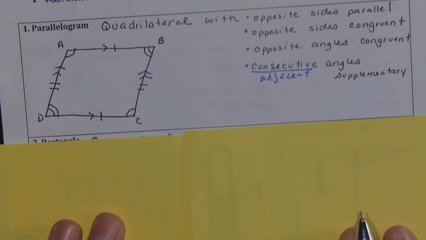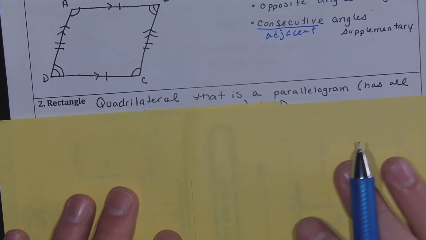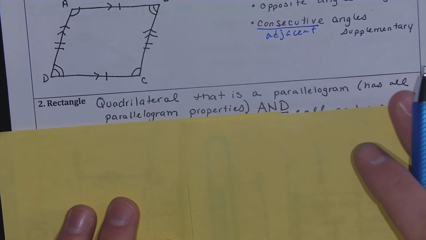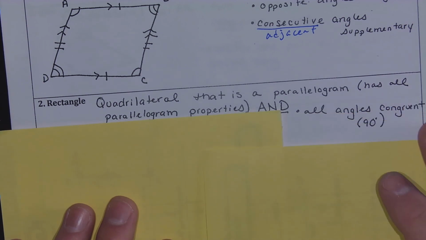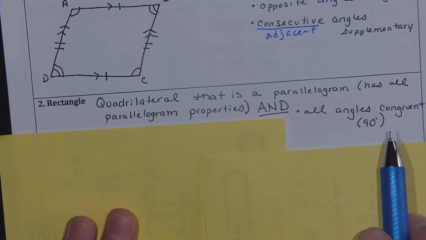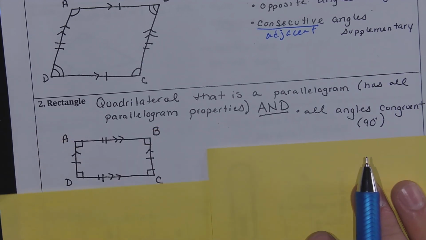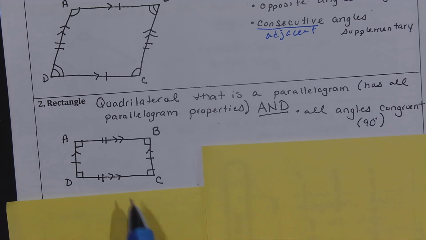Now, moving on. A rectangle, not rhombus. A rectangle is a parallelogram, so it has all the exact same parallelogram properties, and the one extra thing it has is that the angles are congruent. All the angles are exactly 90 degrees. So everything we just said for parallelogram goes for a rectangle.